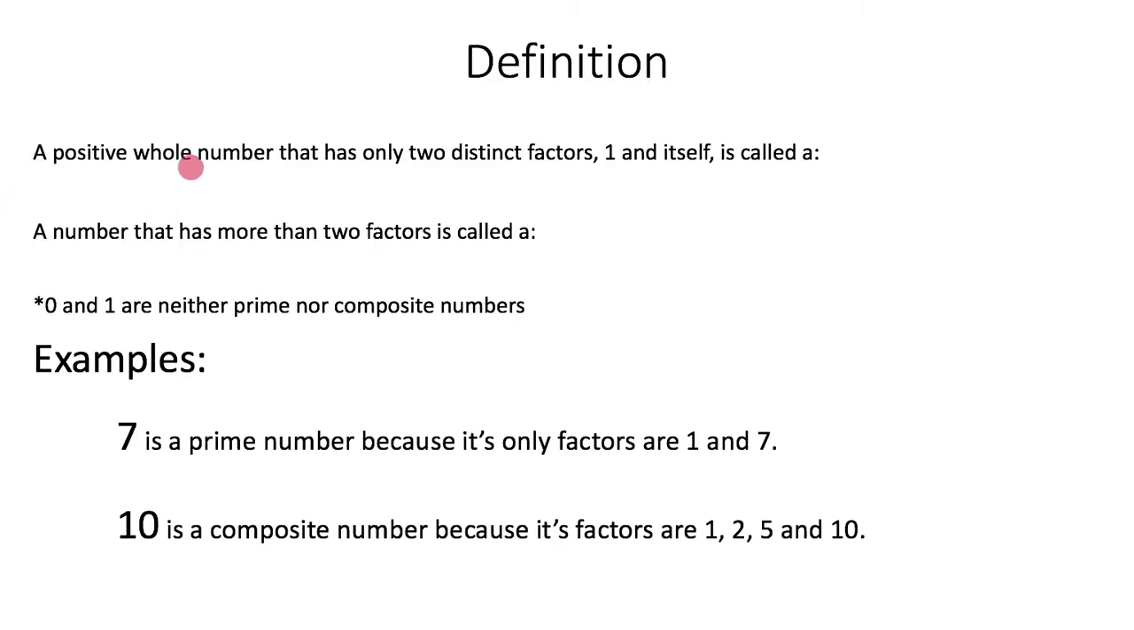So a positive whole number that has only two distinct factors, one and itself, is called a prime number. And a number that has more than two factors is called a composite number. Now, there are two exceptions to this rule, which are 0 and 1, which are neither prime nor composite numbers. And we're going to see these later on. But let's now go through some examples.